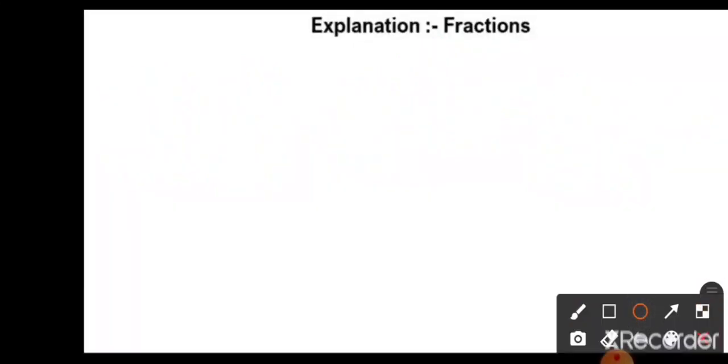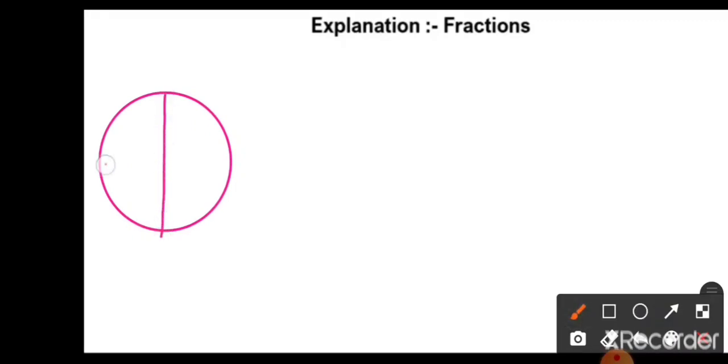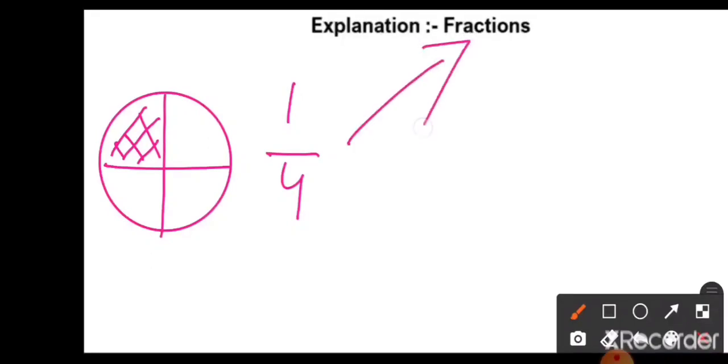See the next example. This is a circle and this circle is divided into 4 equal parts and one part is shaded. Here we will write 4 because this circle is divided into 4 parts, and here we will write 1 because only one part is shaded. This is called a fraction.